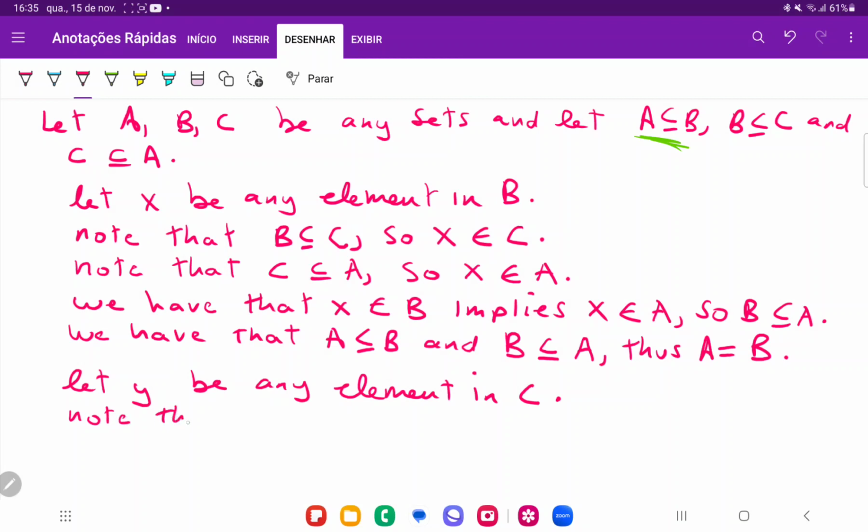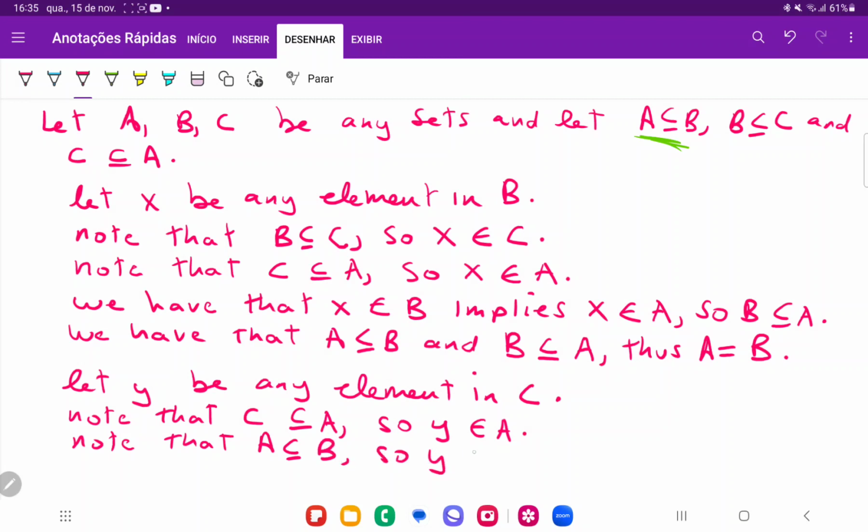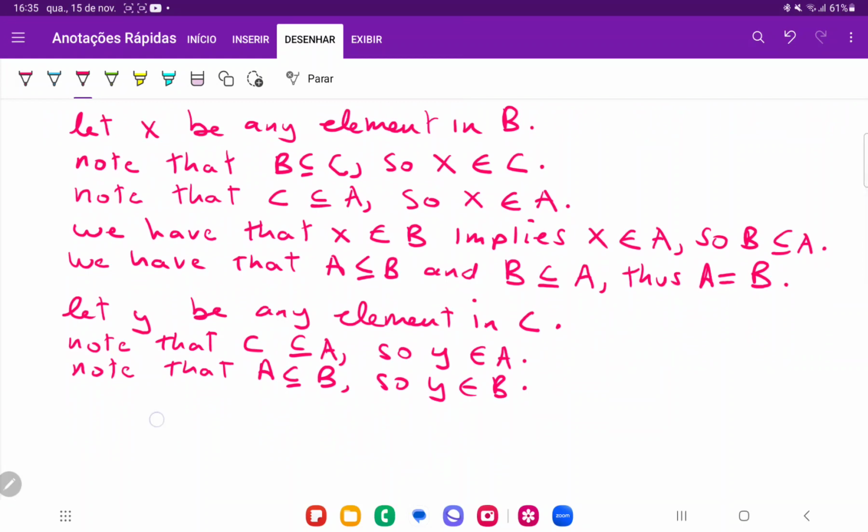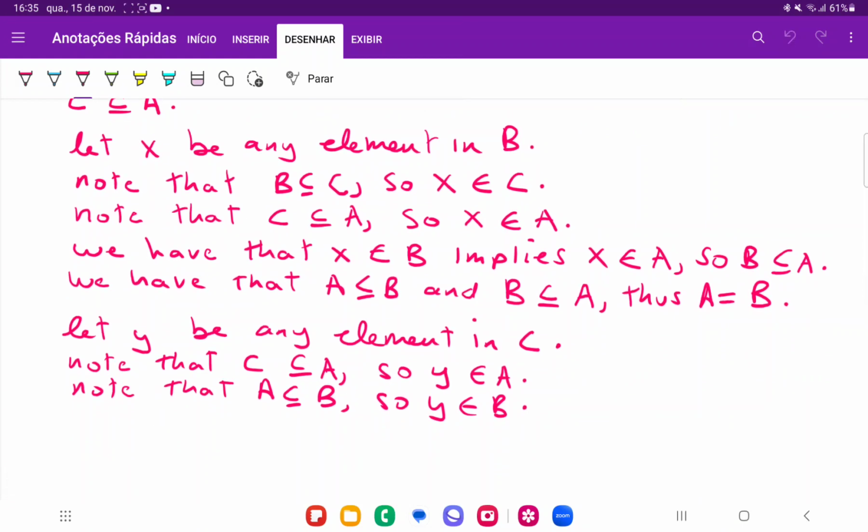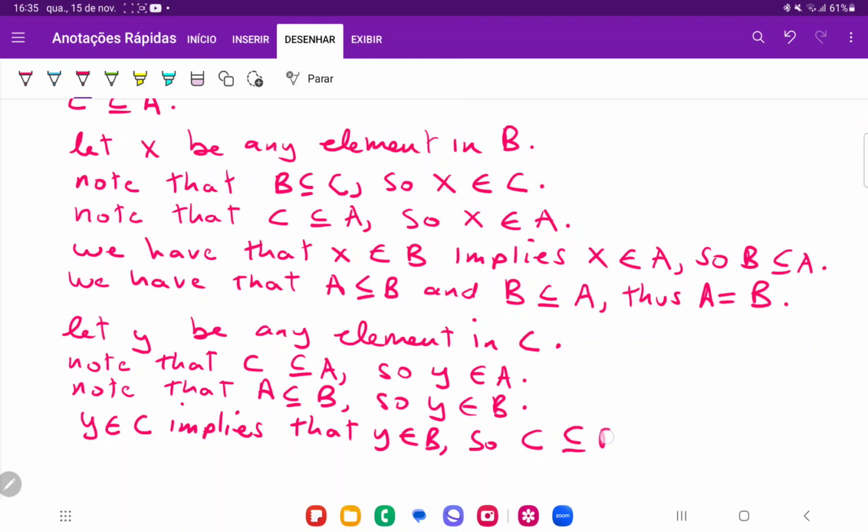So note that C is a subset of A, so Y belongs to A. And then note that A is a subset of B, so Y belongs to B. We're showing that, hey, if it's in C, it must be in A, and if it's in A, it must be in B. And so we have that Y belongs to C implies that Y belongs to B, so C is a subset of B.